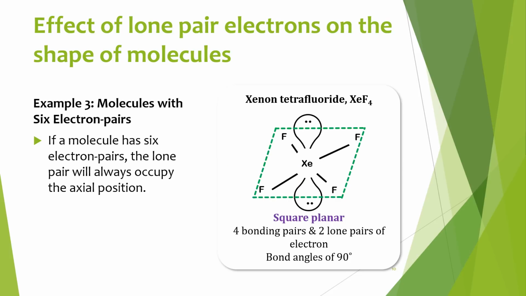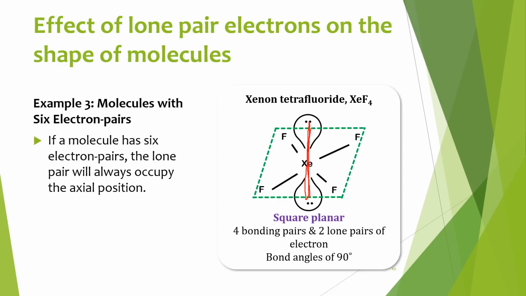Example 3. Molecules with 6 electron pairs. If a molecule has 6 electron pairs, the lone pair will always occupy the axial position. This is different from molecules with 5 electron pairs, where the lone pair will always choose the equatorial plane first. But for molecules with 6 electron pairs, the lone pair will always occupy the axial plane or the vertical plane that you draw.